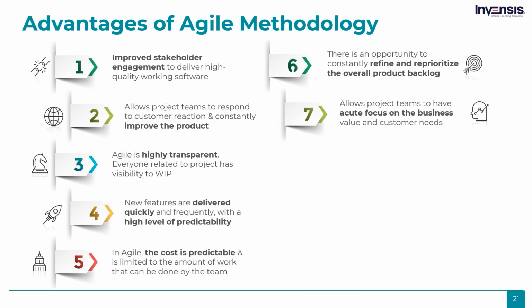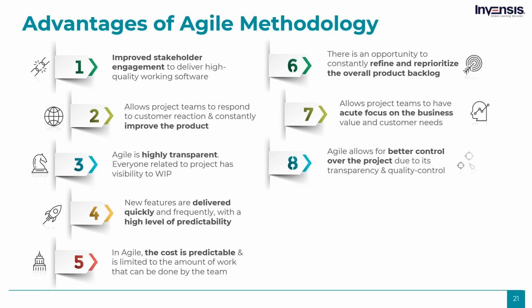Acute focus on business value. Agile methods ensure that at any given time the project team is focused on delivering working software. The product backlog is prioritized according to the customer's demand. This way the team can deliver the features that provide the most business value. Better control over the project. Agile allows managers to have better control over the project due to its transparency, feedback integration, and quality control features.